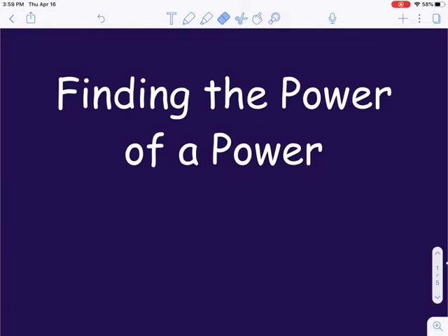Hey everyone, we are going to now move on to our next skill, which is finding the power of a power. And this is considered another law of an exponent. When you talk about finding the power of something, it usually means you're raising a base to an exponent. So this would be raising something that already has an exponent to an exponent.